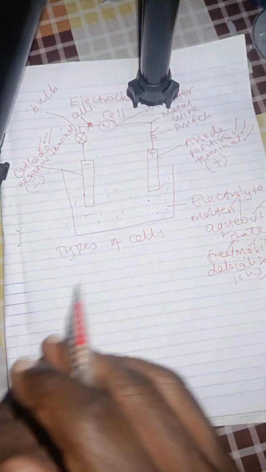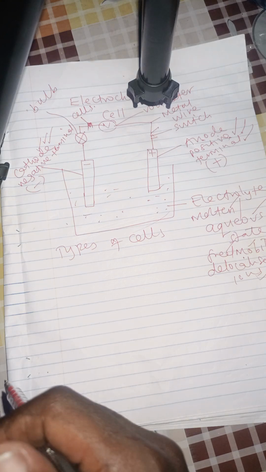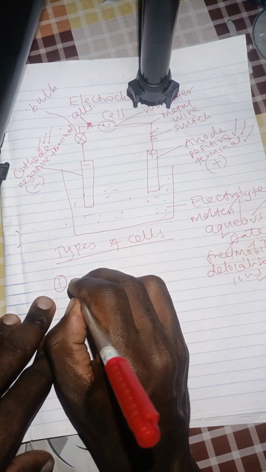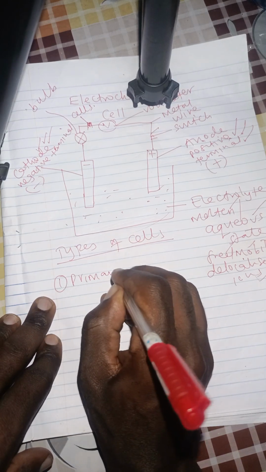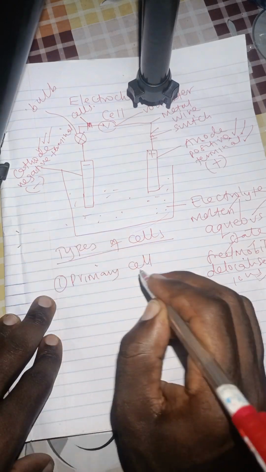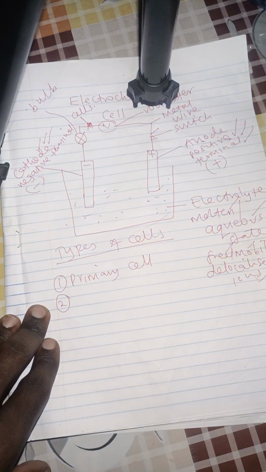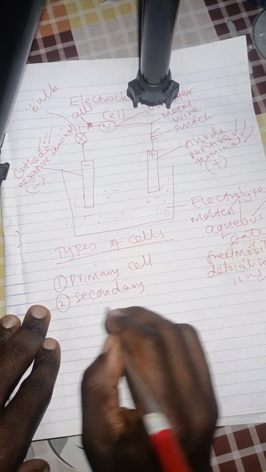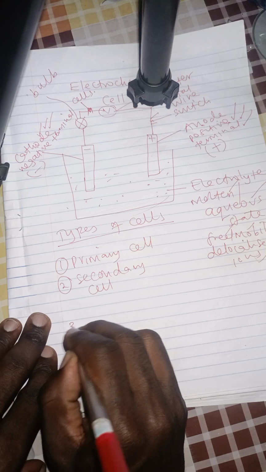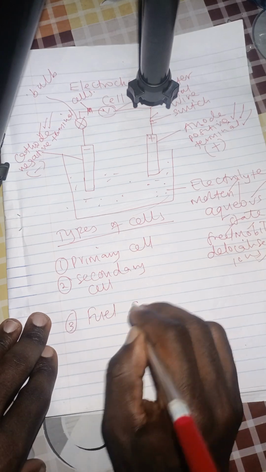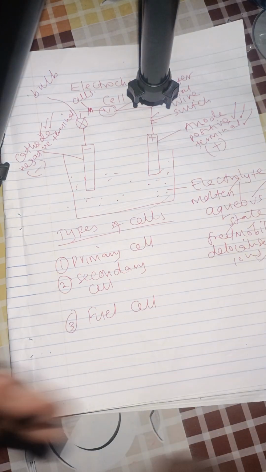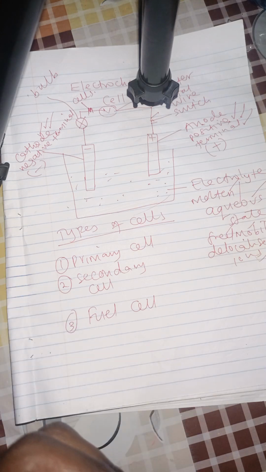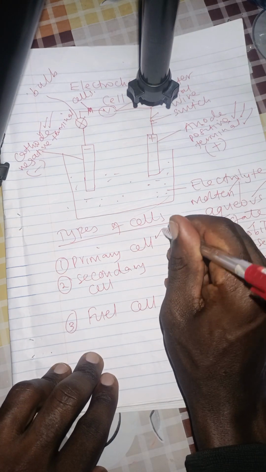And in as far as electrochemistry as a topic in chemistry is concerned, we have three main types of cells. Number one, we have what we call a primary cell, and we have also what we call a secondary cell, and lastly, we have what we call a fuel cell. We may have so many types of cells in our environment scientifically, but we shall focus on these three, and majorly for today's class, I'm going to focus on the primary cell.